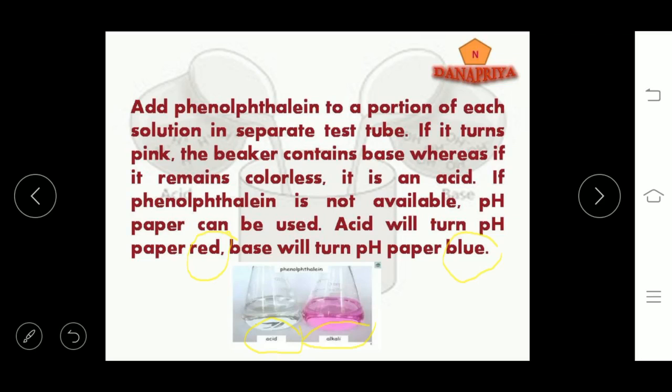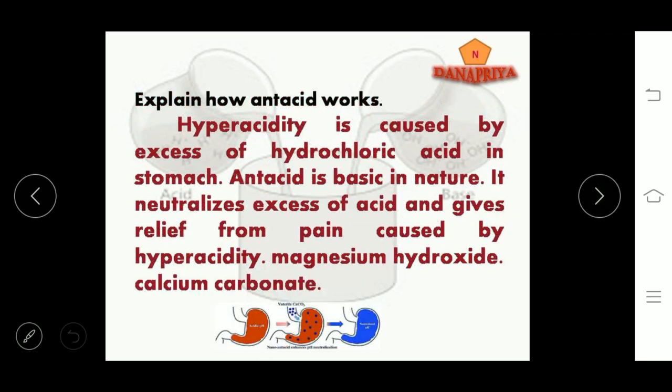Let's move on to the next question. Explain how antacid works. Antacid is basic in nature. Examples of antacid are magnesium hydroxide and calcium carbonate.